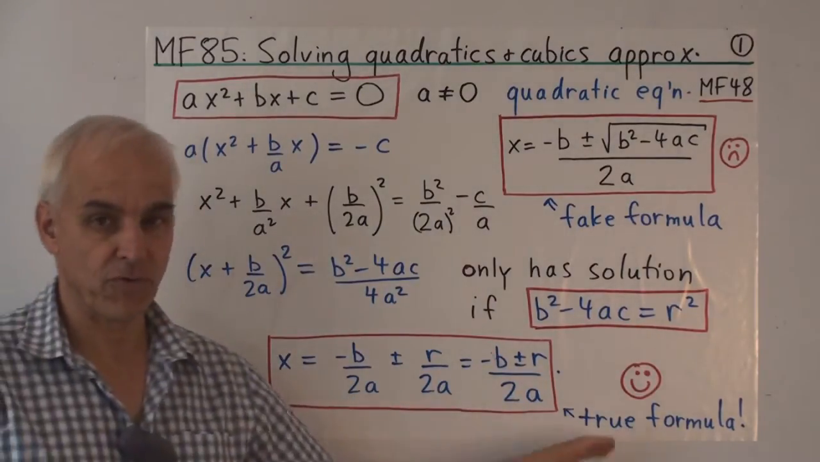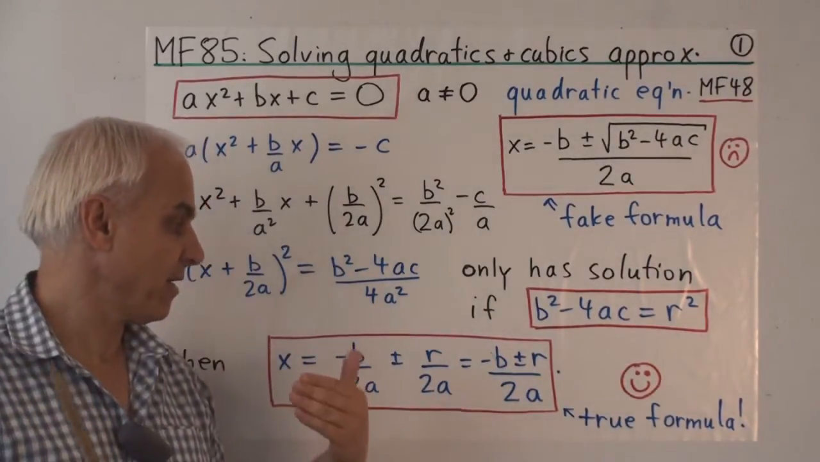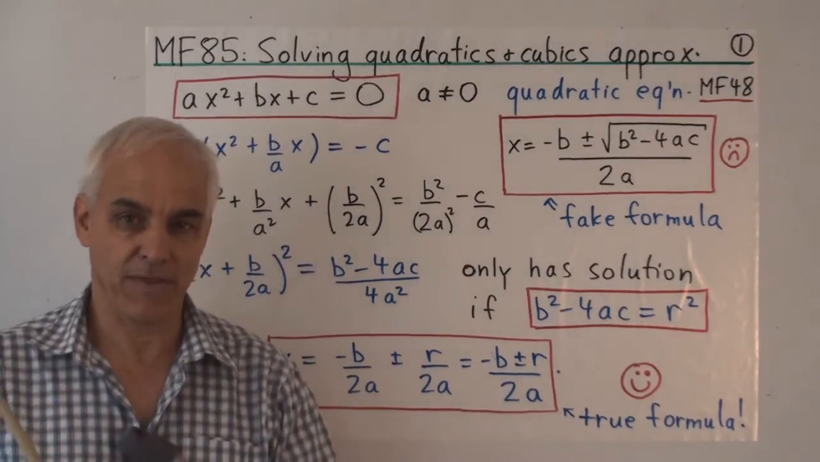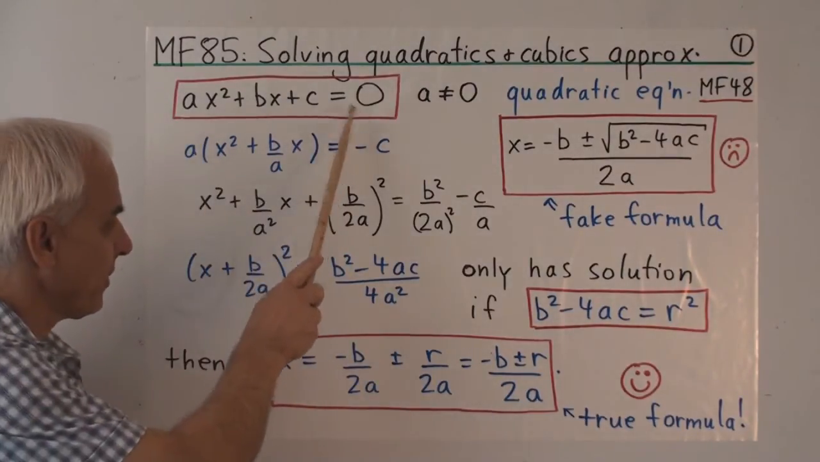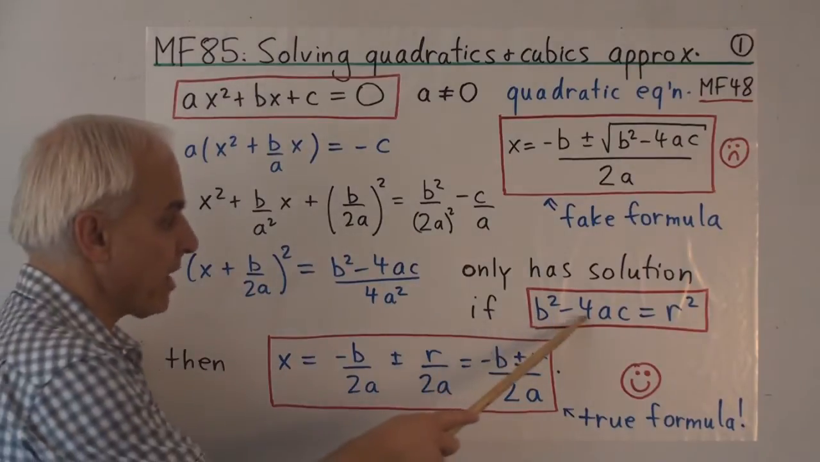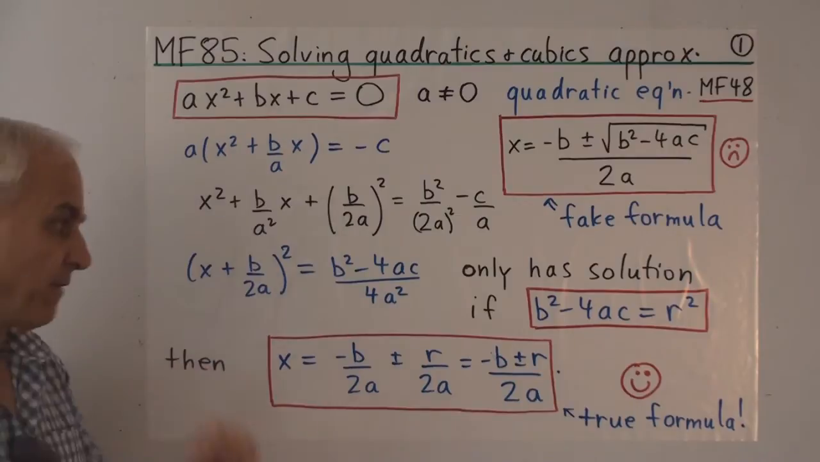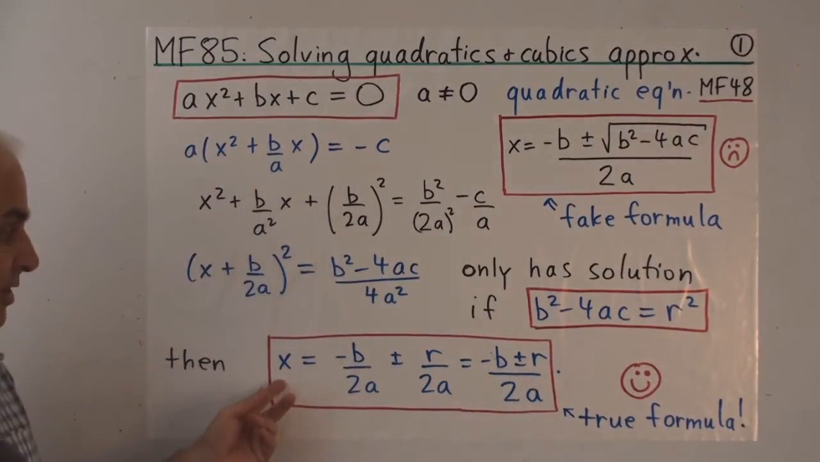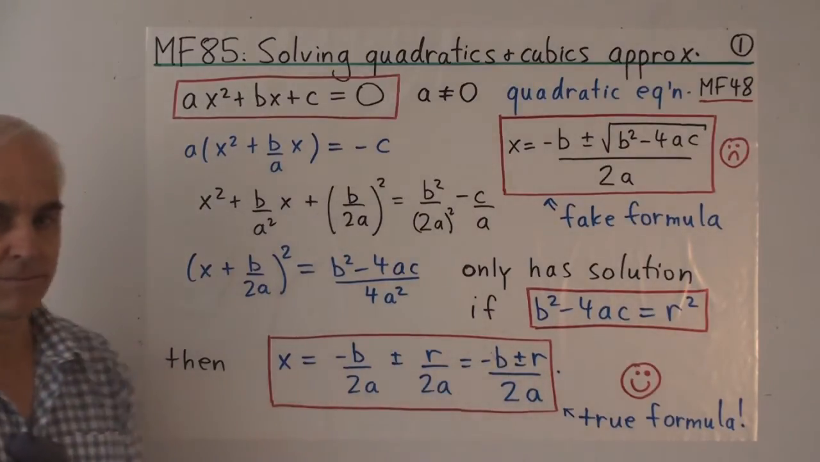This is more of a true formula, and I wish high school students were taught the quadratic formula this way. So if you're teaching high school, this is what you should tell your students. You have an equation like this. It has a solution precisely when b squared minus 4ac is a square. Then there's a solution. And if that b squared minus 4ac is r squared, then the two solutions are minus b plus or minus r over 2a.